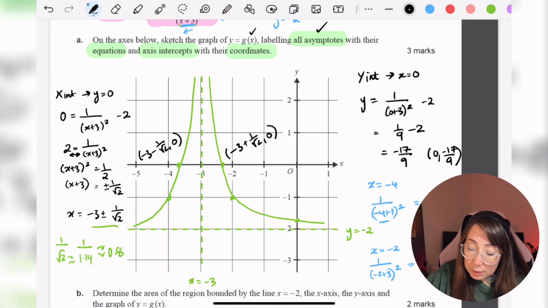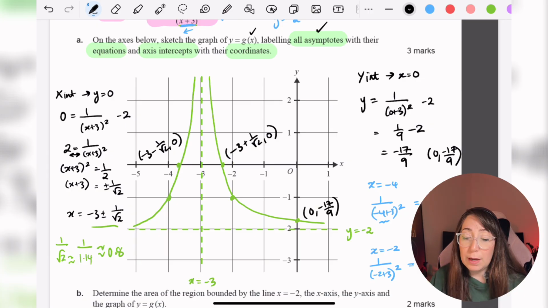And for this one, that will be 0. You don't have to label the extra point that you found if you wanted to find that extra point. The main thing is those axes-intercepts.